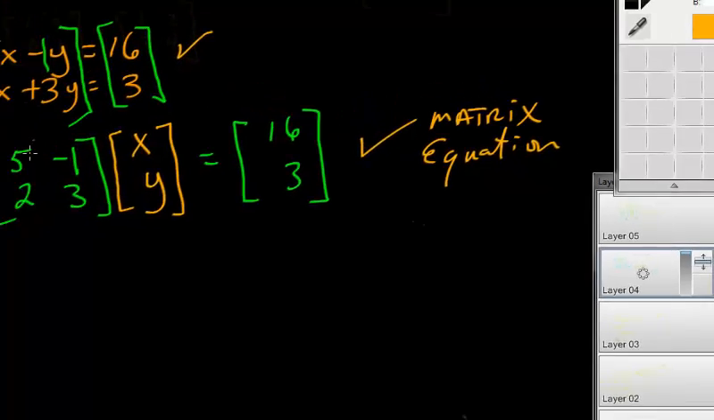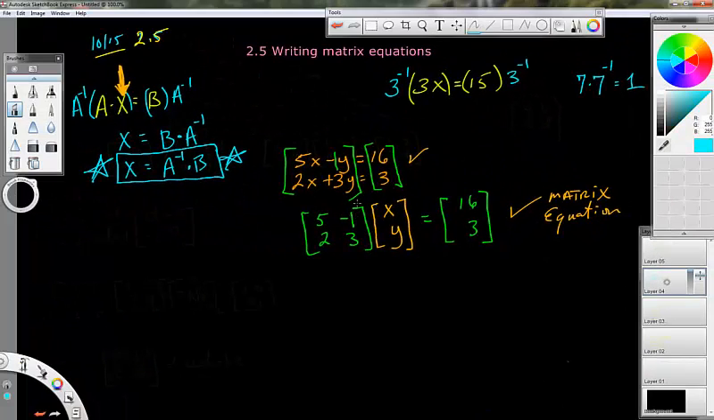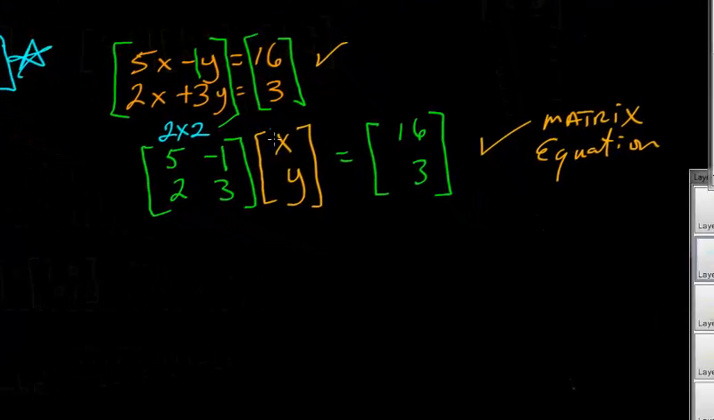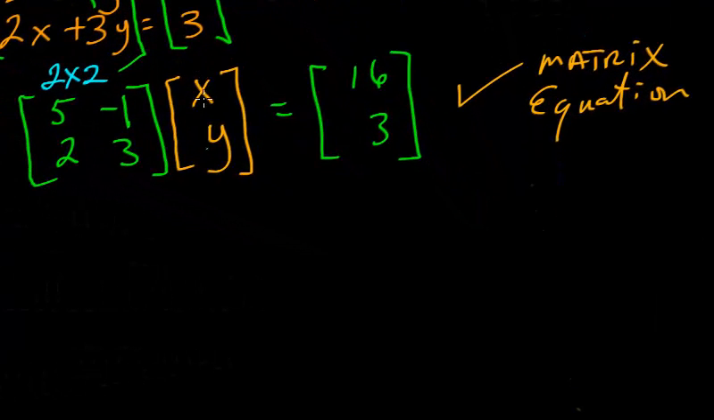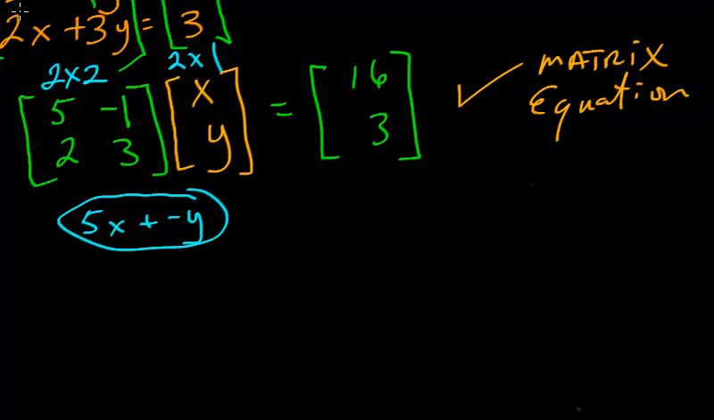If I were to take the dimensions of this, this is a 2 by 2. What size is this yellow one here? That's a 2 by 1. Can I multiply that? Absolutely. The inner dimensions match. My outside answer would be a 2 by 1. Let me show you. If I did this row times this column, I would get 5 times x plus negative 1 times y, which is negative y. Isn't this the same thing as that?